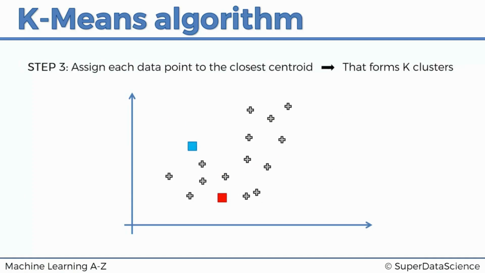Next step is step 3. Assign each data point to the closest centroid, and that will form k clusters. So basically, for every data point in our dataset, what we need to do is identify which of the 2 centroids, blue or red, is the closest. So let's say for this data point, obviously blue is closer than red, so it would be assigned to the blue cluster. For this data point, blue is again closer than red. For this data point, red is closer than blue.